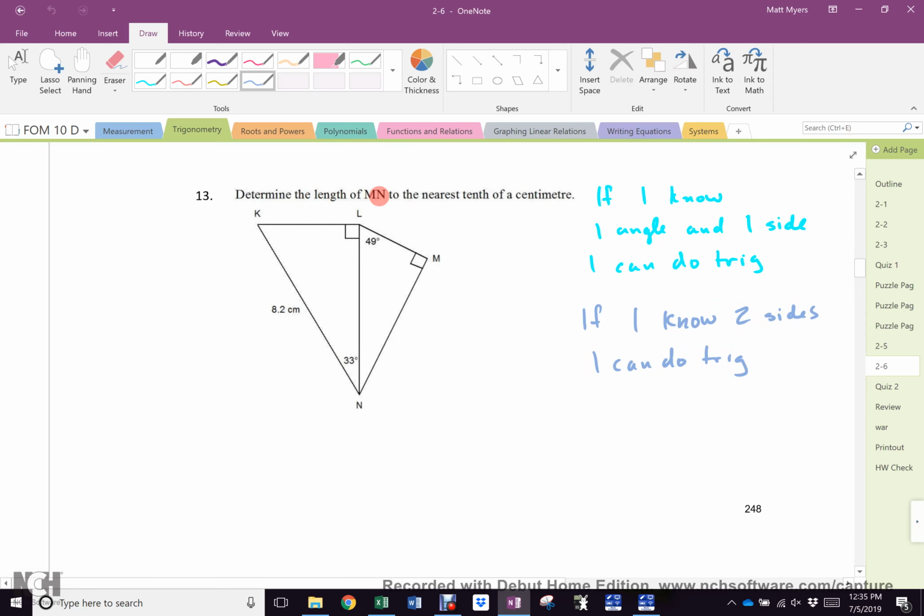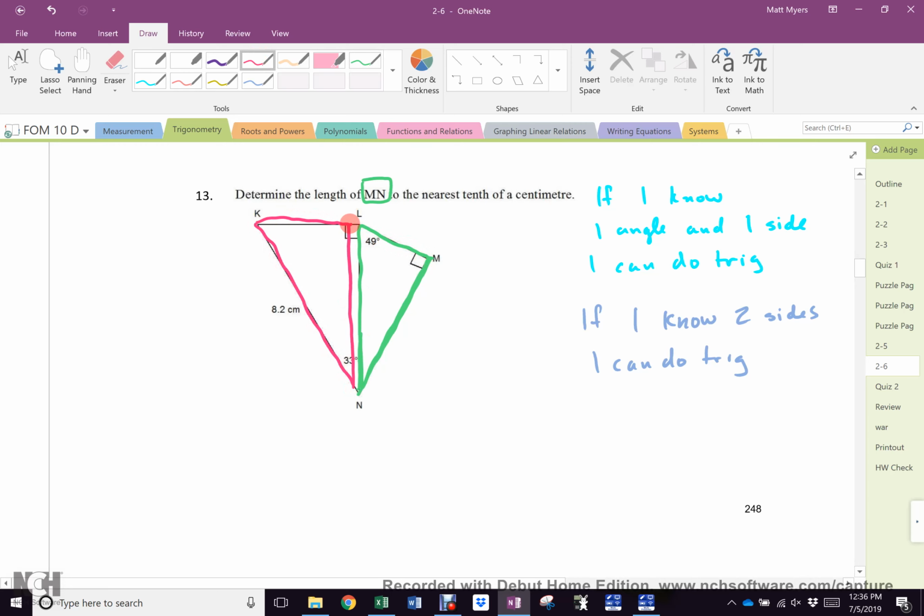So this question says, find MN. There is MN, correct? That is part of this green triangle, yes? I only know one angle. I need more info there, don't I? Well, fortunately, I have this other pink triangle over here.